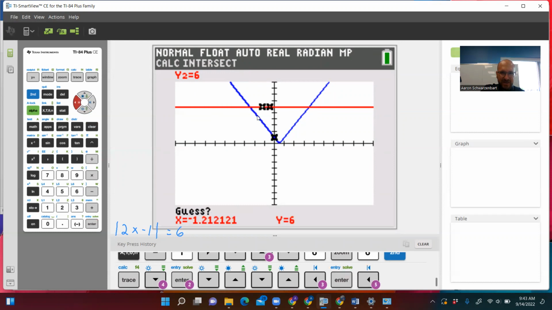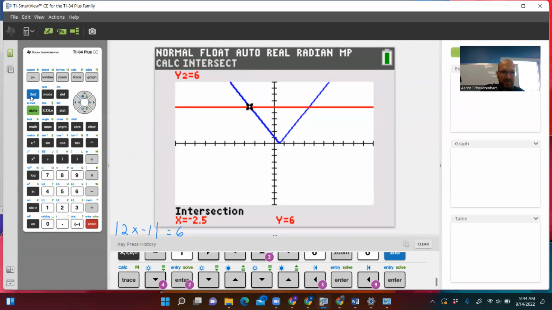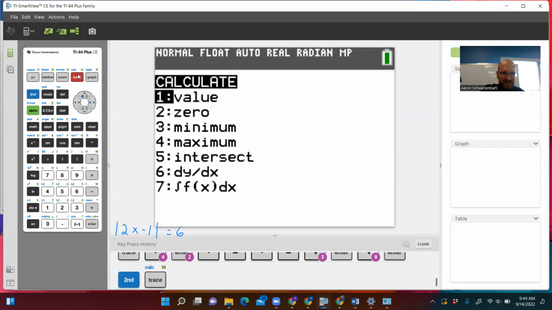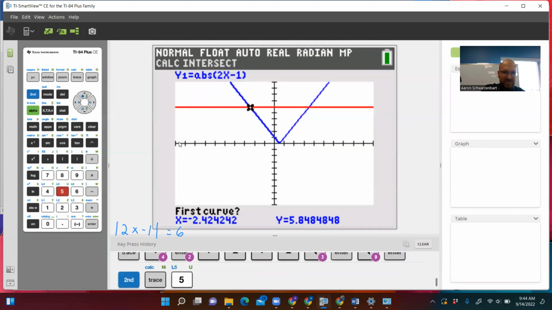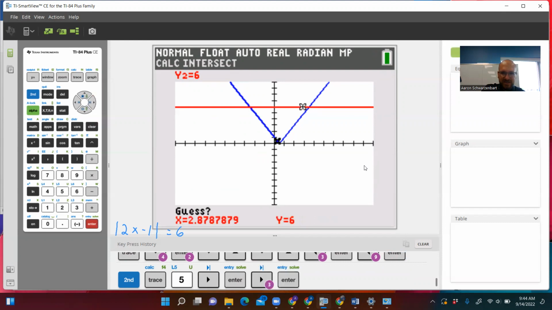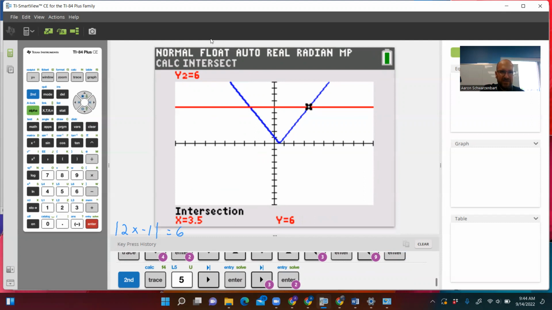Now, the guess for this with the intersect is important. The guess, it's going to give you the intersection closer to your guess. So I now know one of my solutions is negative 2.5. I'm going to need to do the same thing again. Second calc, intersect. That's number 5. First curve, okay, I'm on the blue one. Second curve is on the red one. My guess, I'm going to get close to the other intersection. And that's 3.5. So my solutions are negative 2.5 and 3.5.